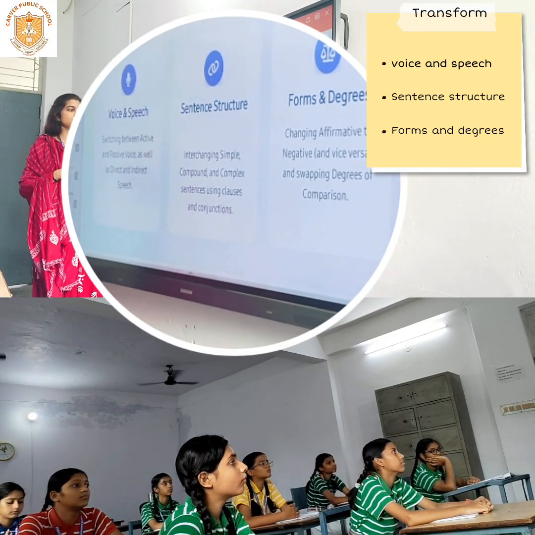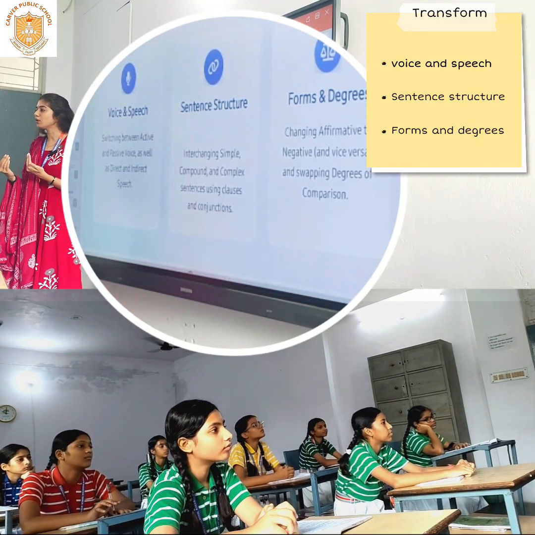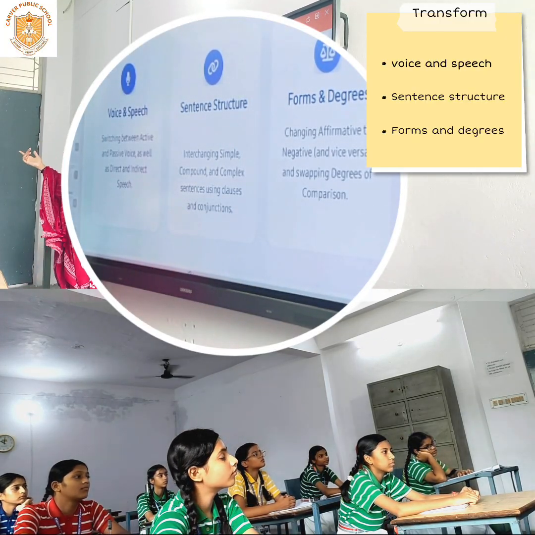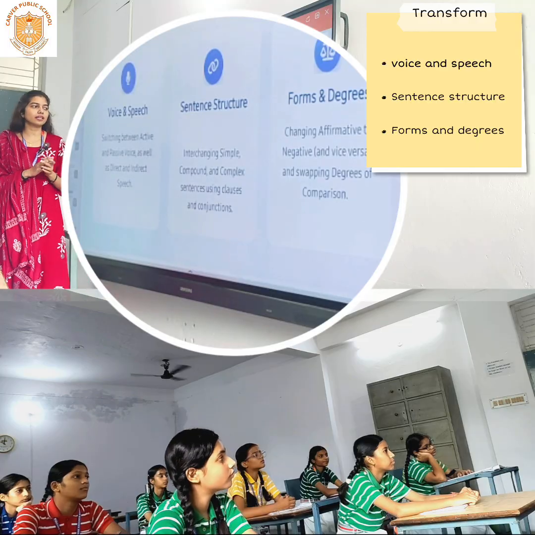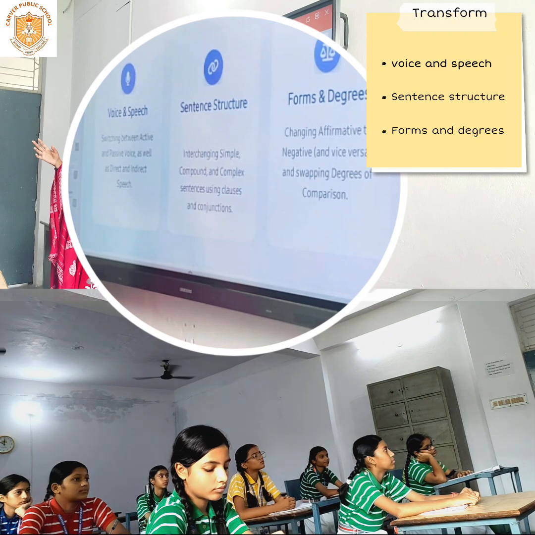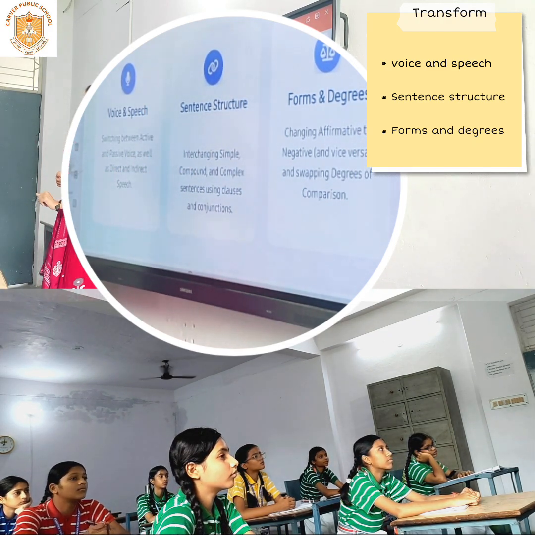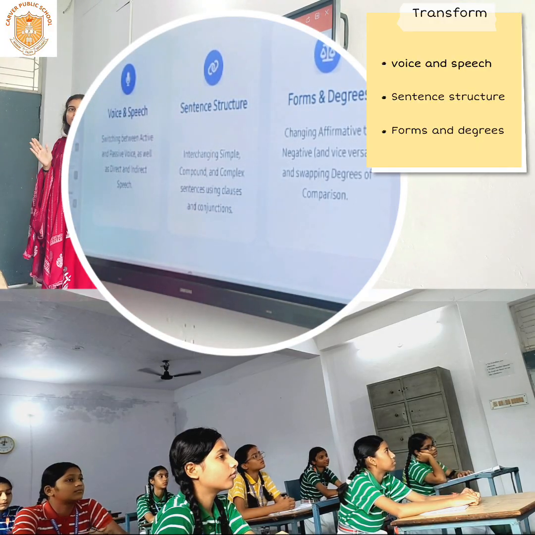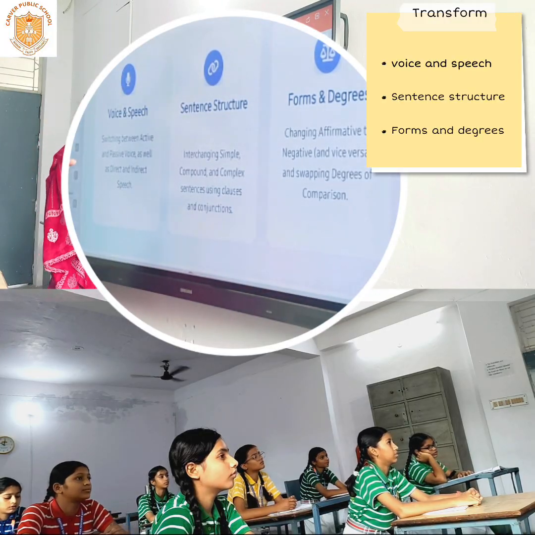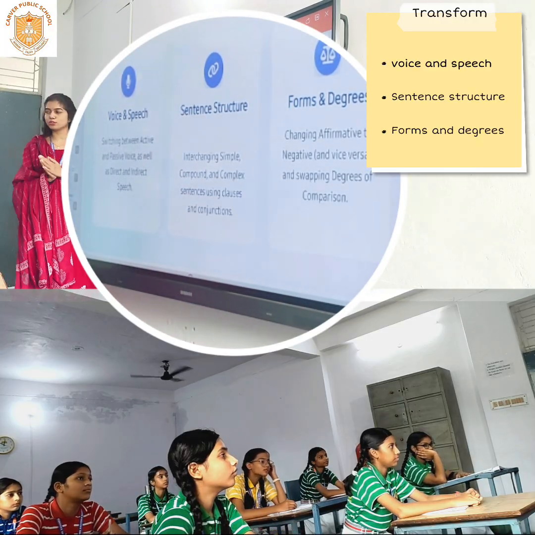First, the switching between active and passive. You all know that active is speaking one to one. When someone speaks with me, that is active. And when a third person is saying it, that is passive. So whenever we are talking about active and passive, we change the voice. Then the structure of the sentence: interchanging simple, complex, and compound sentences. When we are doing the transformation, we change the sentence from simple to complex or compound. And third is degrees. You all are aware of the 3 degrees. So while transforming, we have to change the degree also.